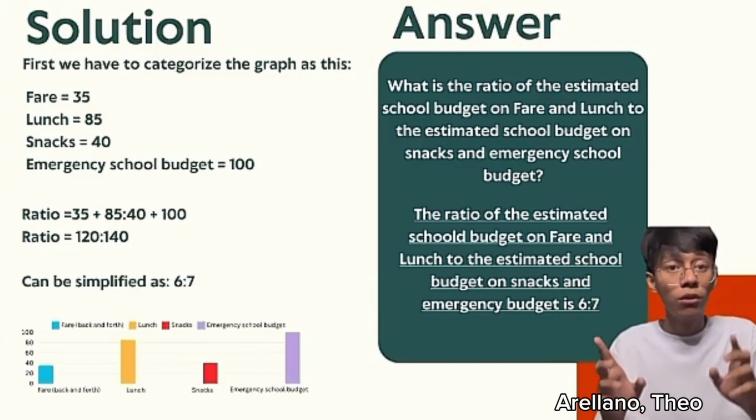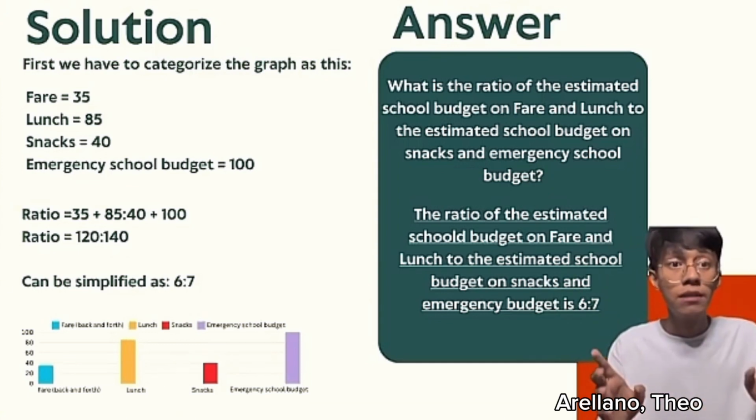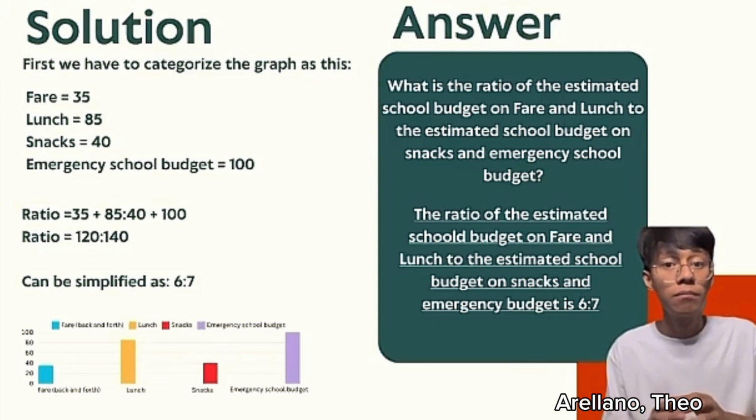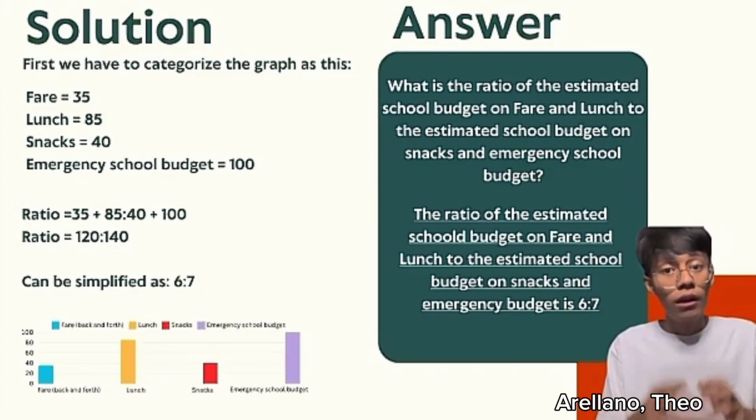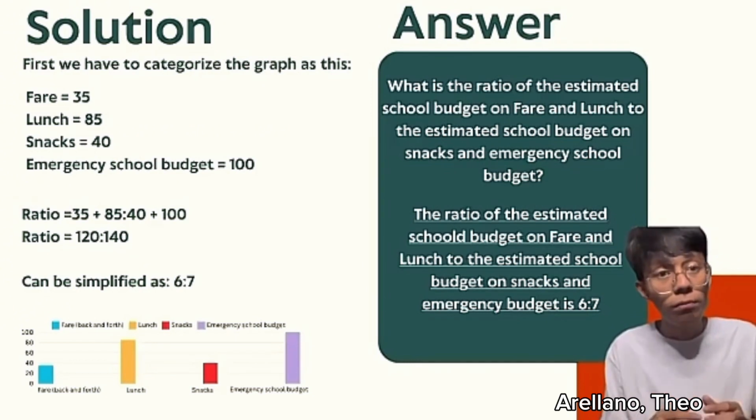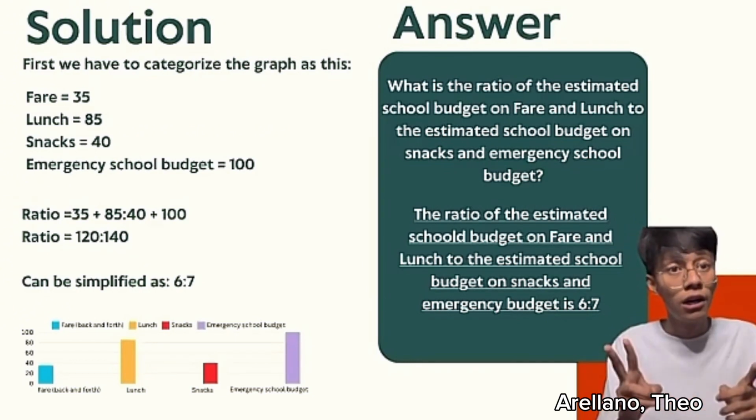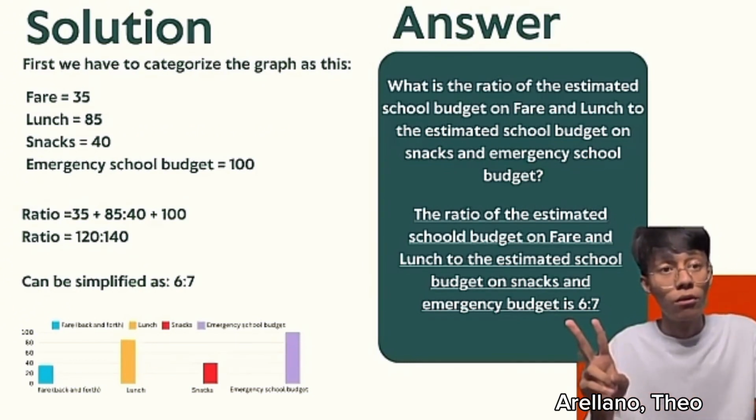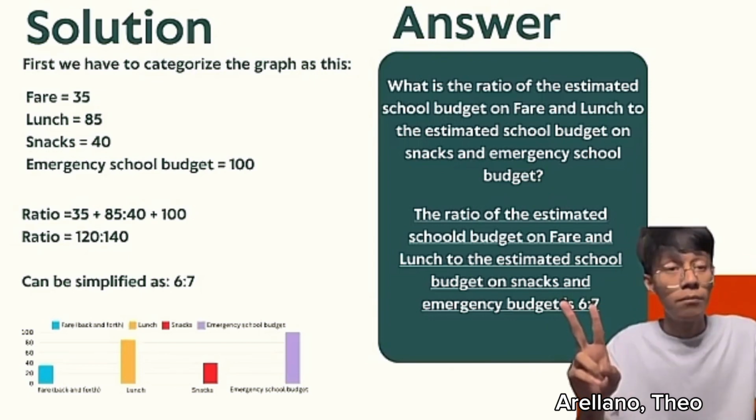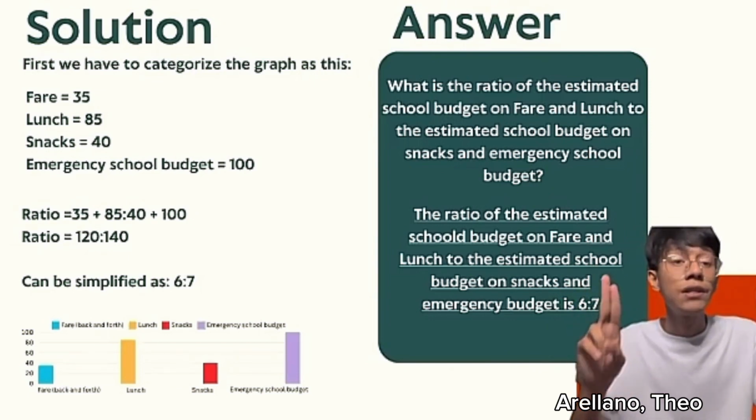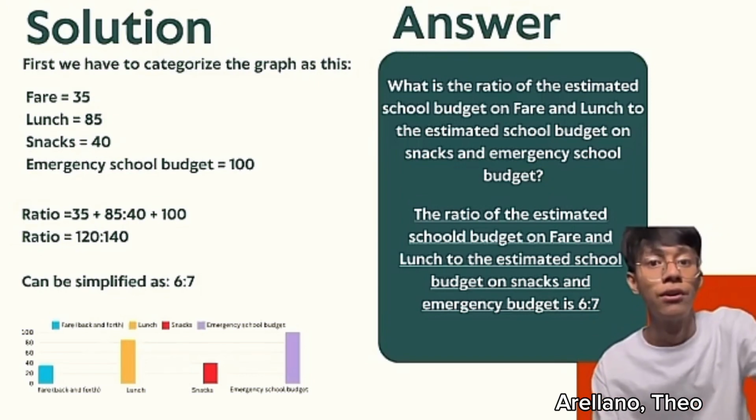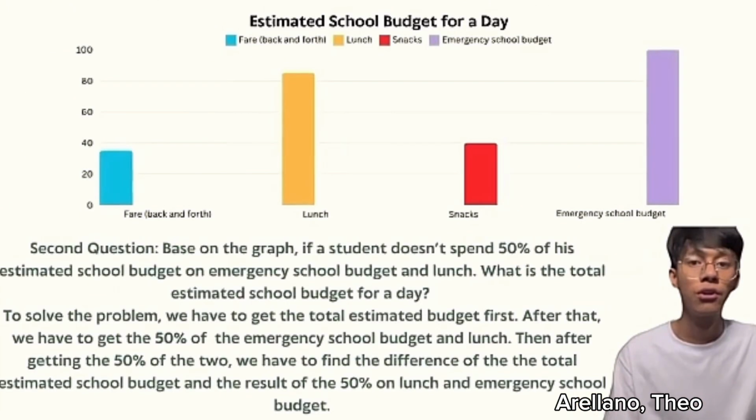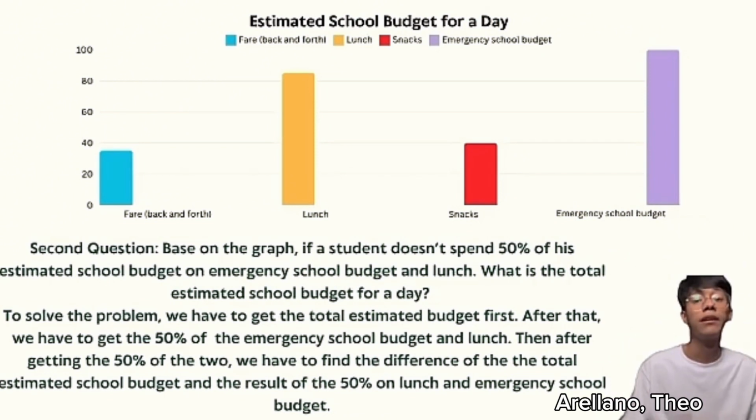But take note, 120 to 140 can be simplified. So it can be simplified as 6 to 7. So therefore, the ratio of the estimated school budget on fare and lunch to estimated school budget on snacks and emergency school budget is 6 to 7. And that is our answer of the first question. Let's proceed to the second question. And the same given graph actually here, guys.